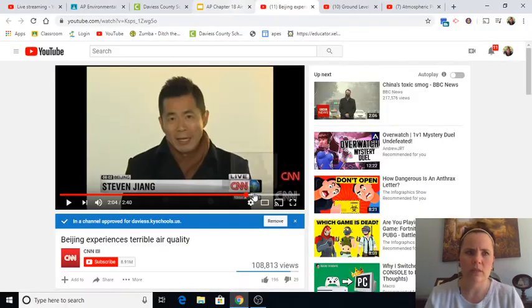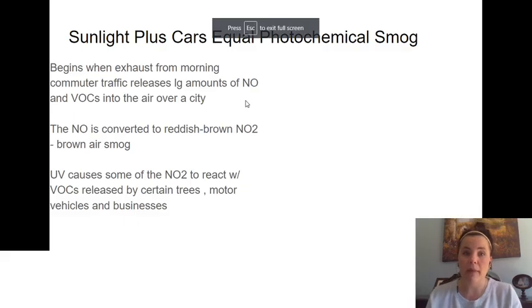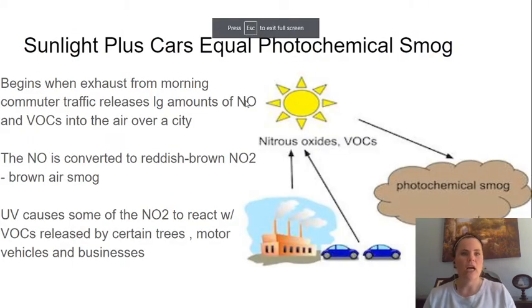I don't want to say free market, but their ability to report on bad things is not always available to them. So it makes it very, very difficult to deal with. I just wanted you to see how bad it truly is. Sunlight plus cars equal photochemical smog.